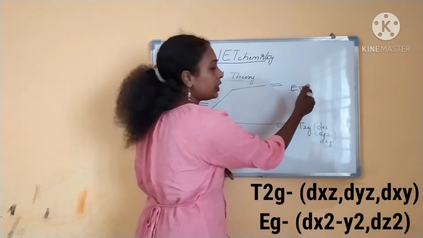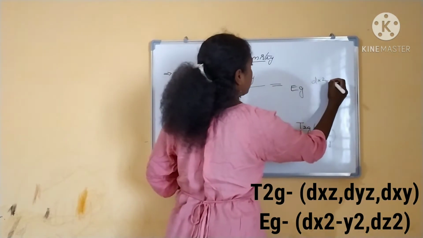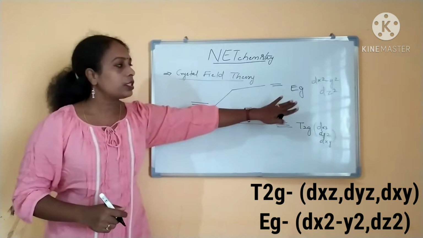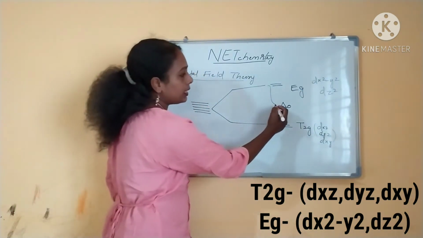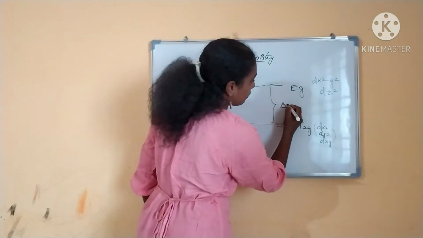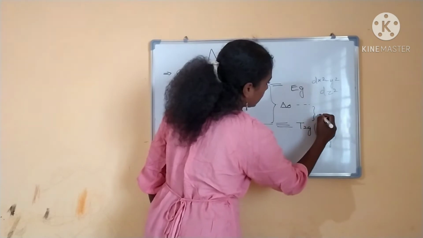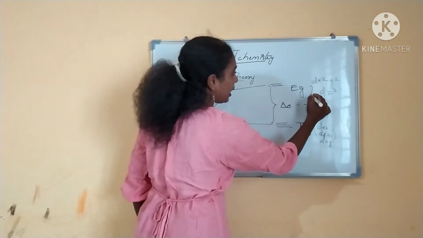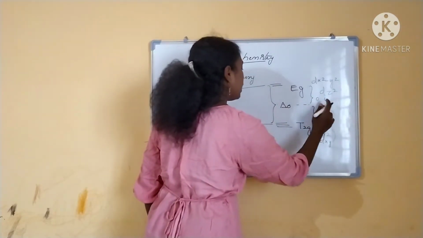And what is in EG? dx square minus y square and dz square. This is the octahedral splitting. Delta O is this distance. If you see, the distance will be 0.4 on the negative side and 0.6 on the positive side.